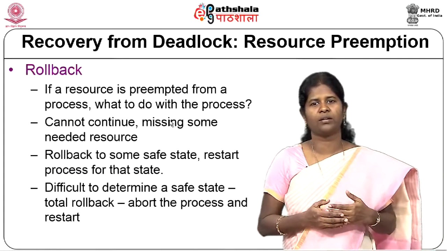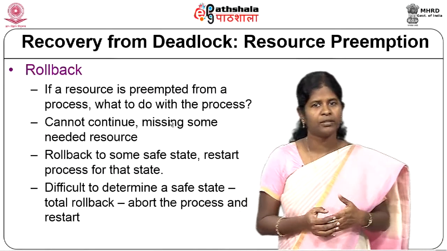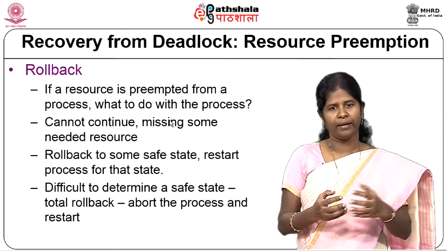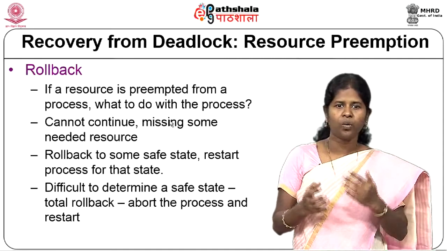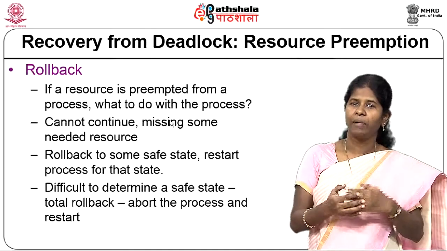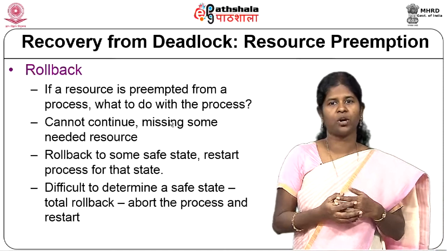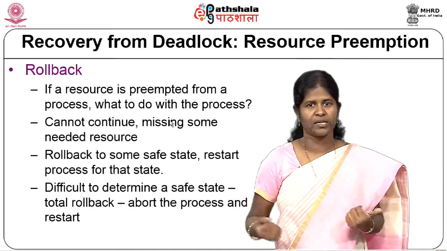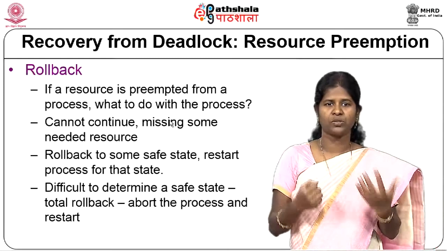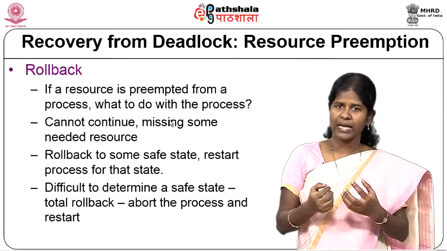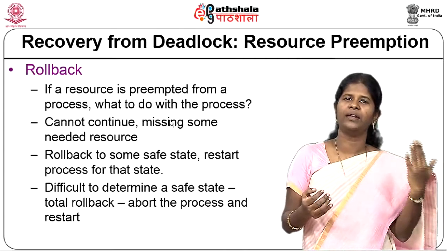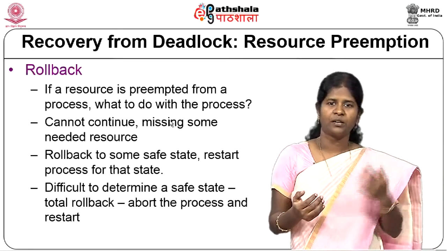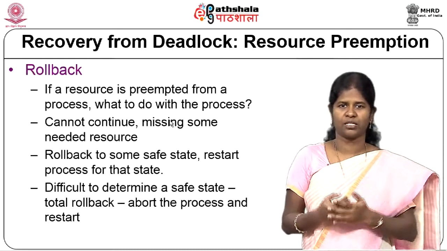And now when you are choosing a process for preemption, what will happen to the state of that process? What do you do with that process? Are you going to roll back that process to a previous state? The process cannot continue, because you are removing some resource from it, and hence some resource will be missing from it. So it has to be moved back to some earlier execution state, which is a safe state, from where it can restart and continue.